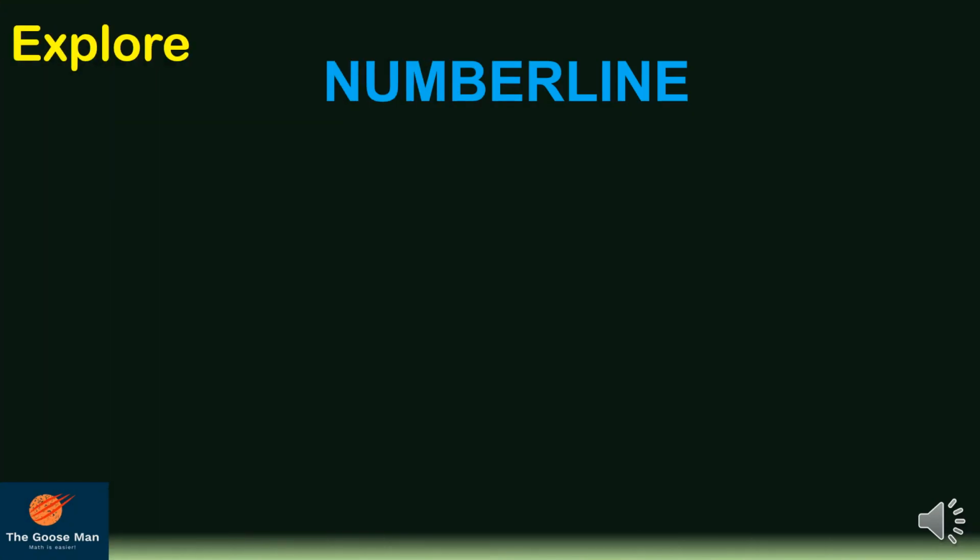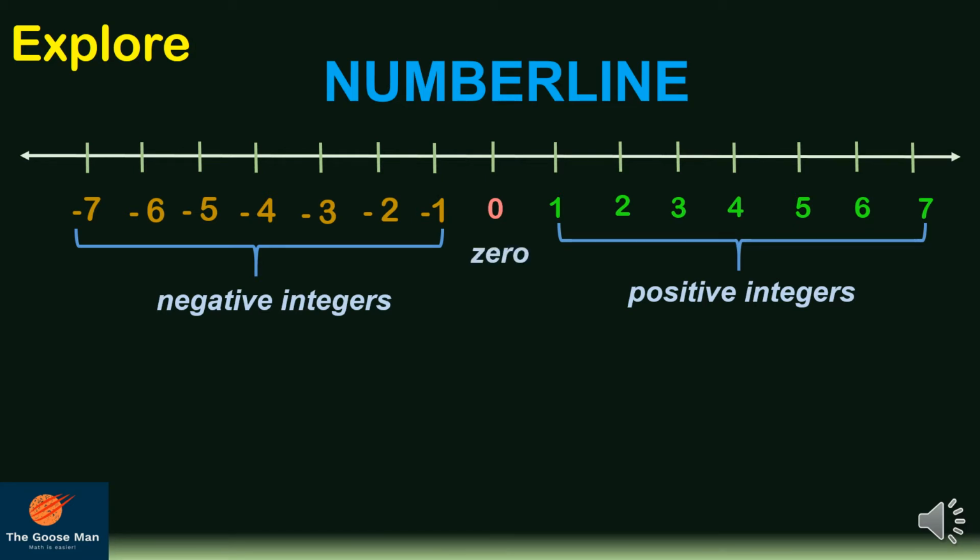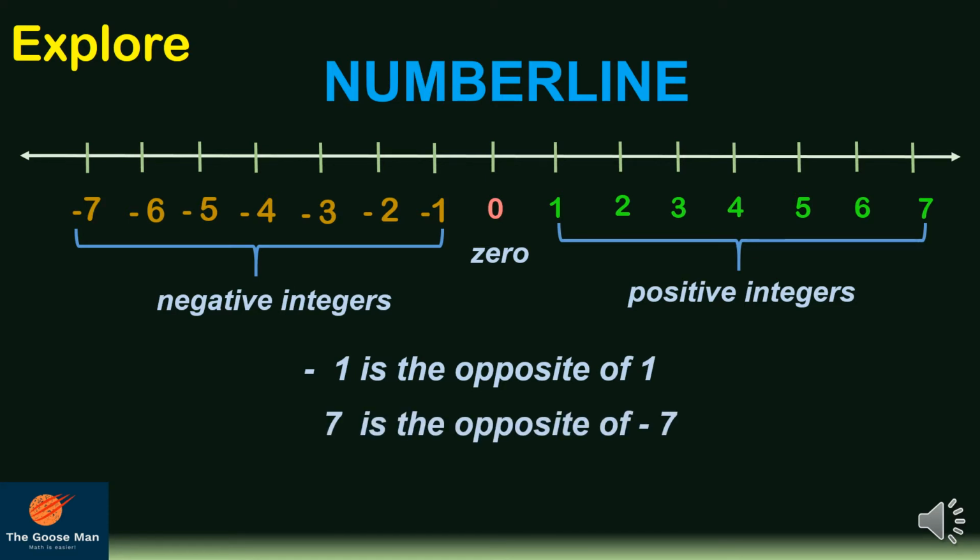Alright, to explore more, let's recall the number line. The number line is composed of positive integers, negative integers, and 0. So take note that negative 1 is the opposite of positive 1. And 7 is the opposite of negative 7, as well as negative 5 is the opposite of positive 5.